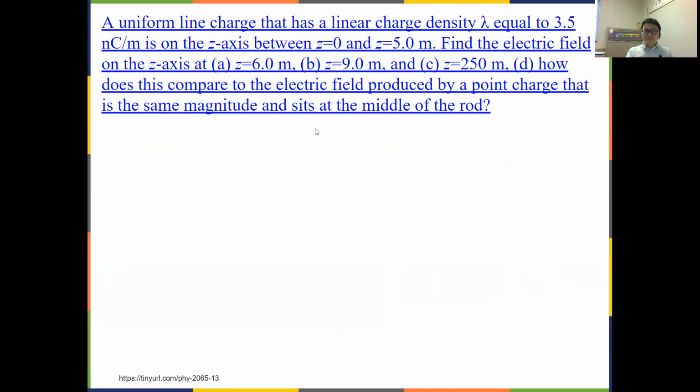Okay, let's take a look at one example here. We'll look at a couple more examples today. So this one, and then the other ones for the surface charge distribution.